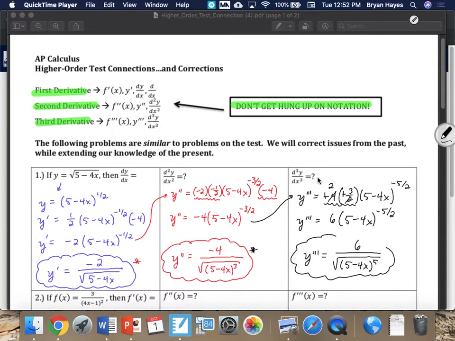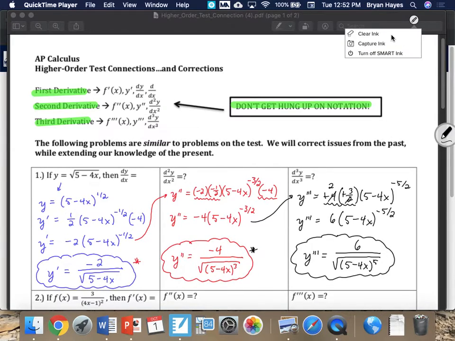So you'll notice that as we venture into higher order derivatives, sometimes it's actually a little more useful or helpful to not use the simplified version until we get to the derivative that we want. Okay, so this problem is very similar to the one from your test, and we're actually going to make some connections here on the back side as we venture forward.